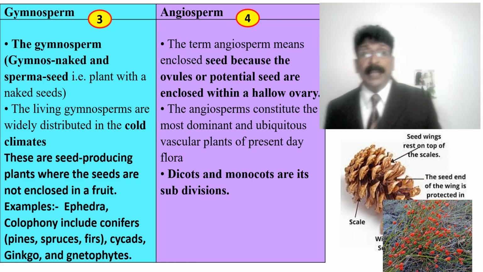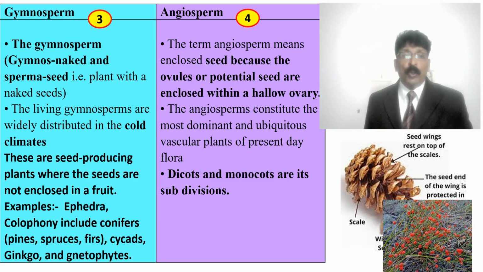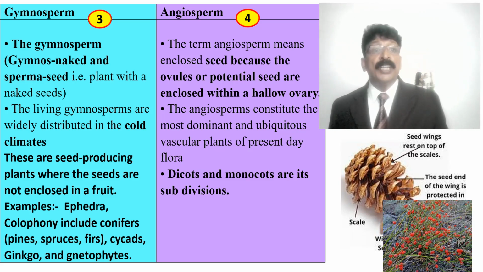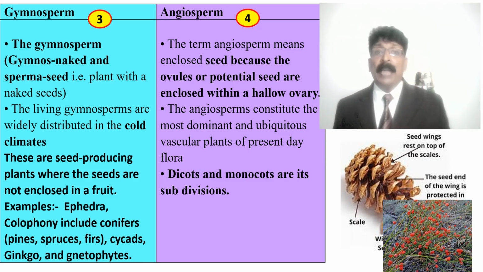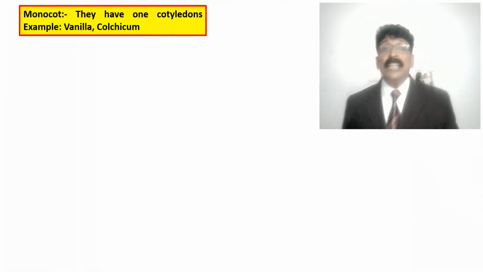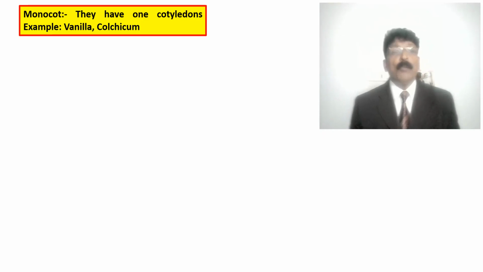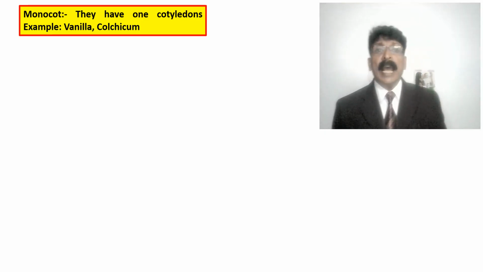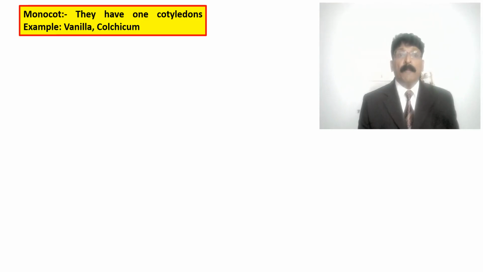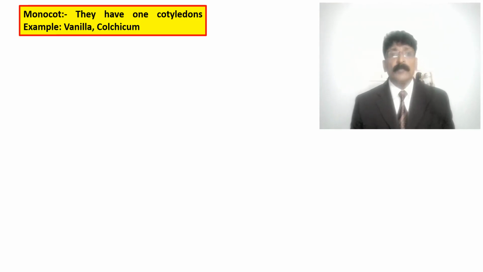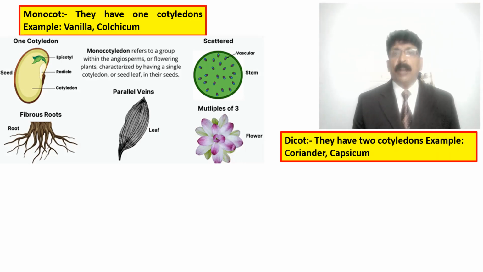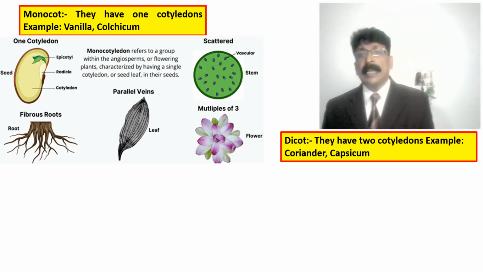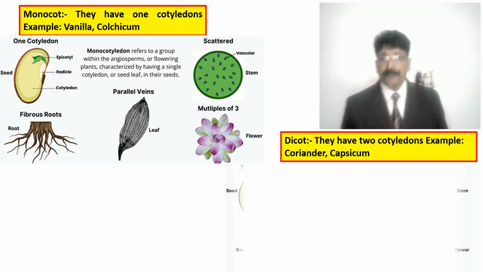That one is the pine tree, the conifers or the cones, which we can see in the picture, which is an example for gymnosperms. Angiosperms: we know every plant with seeds, many plants usually, are angiosperms. In angiosperms, again, they are divided into 2. Monocots have one cotyledon. Example, vanilla and colchicum. And you can see dicotyledons. They have 2 cotyledons. Example, coriander, capsicum.